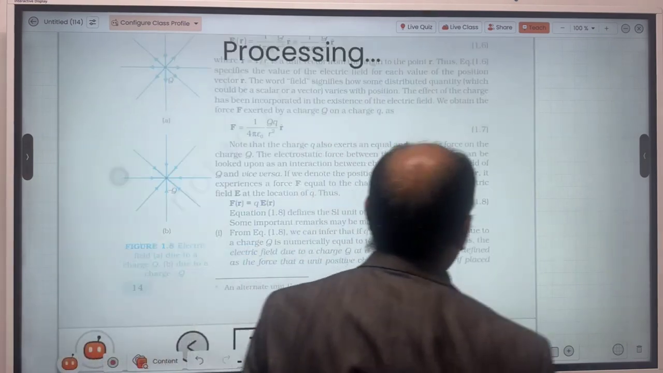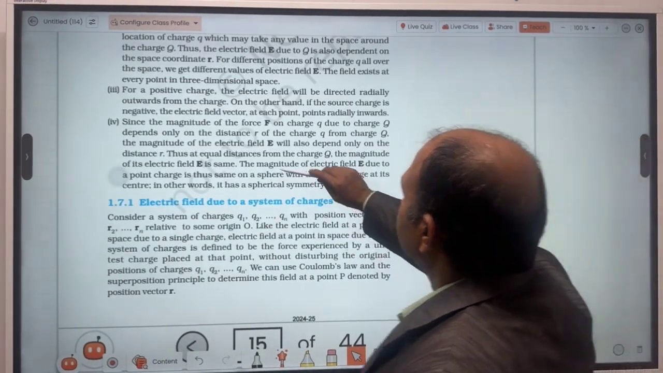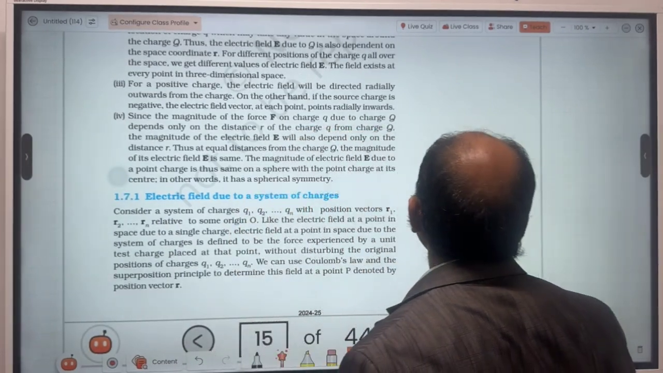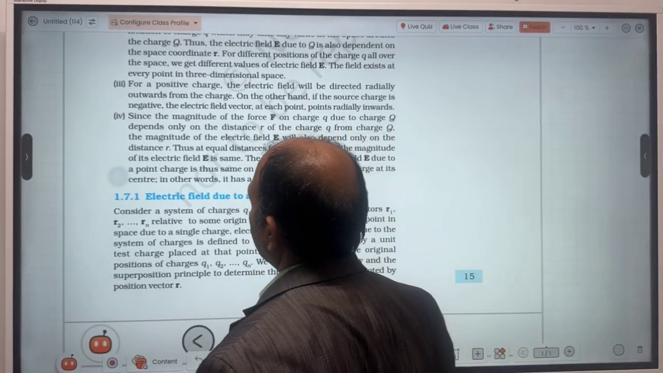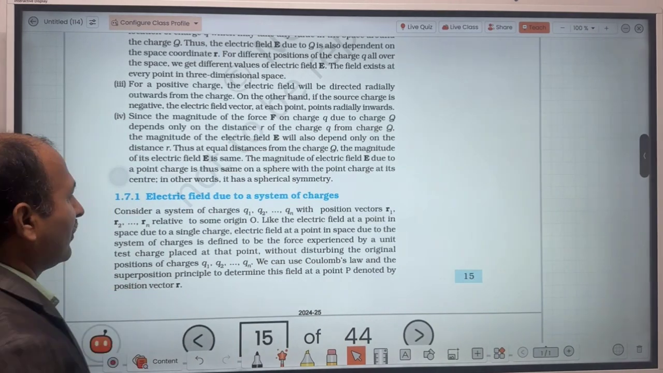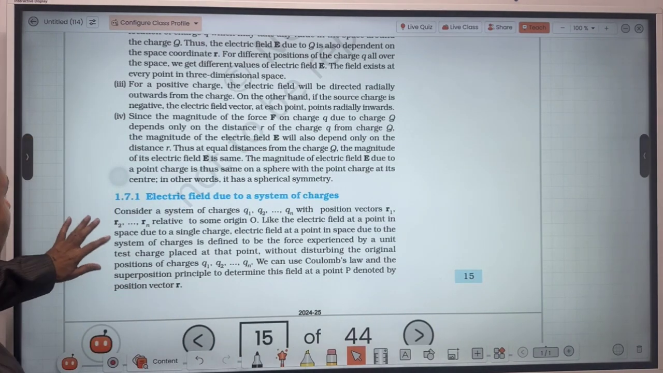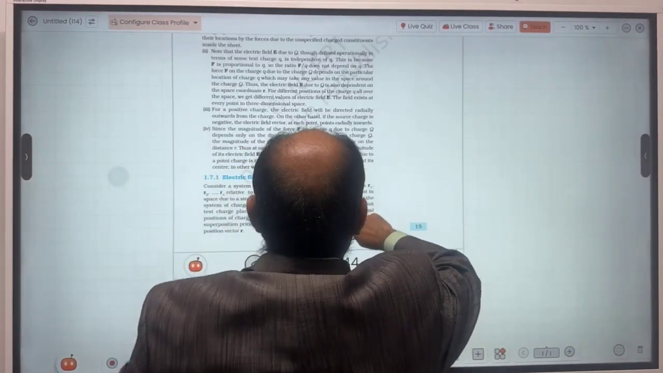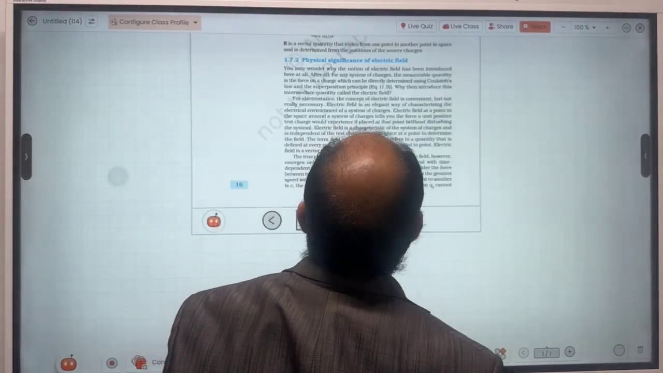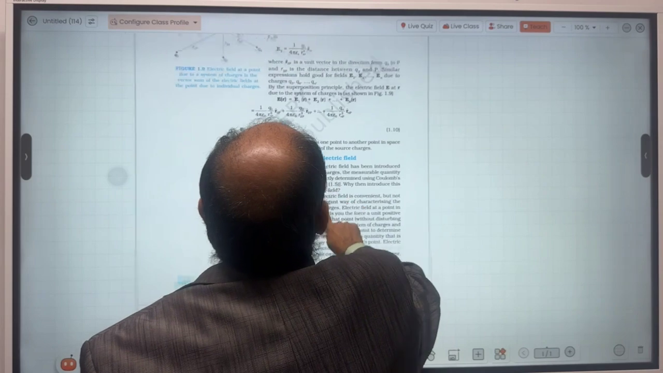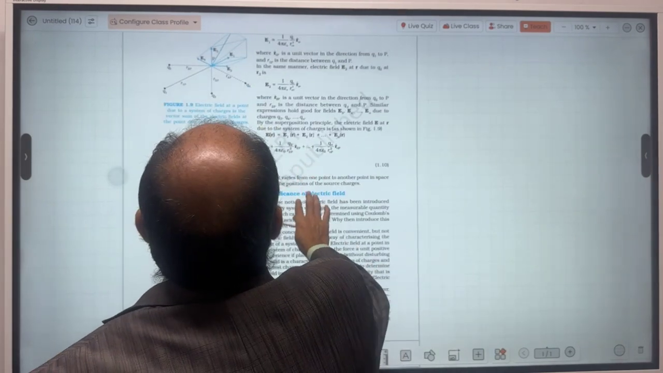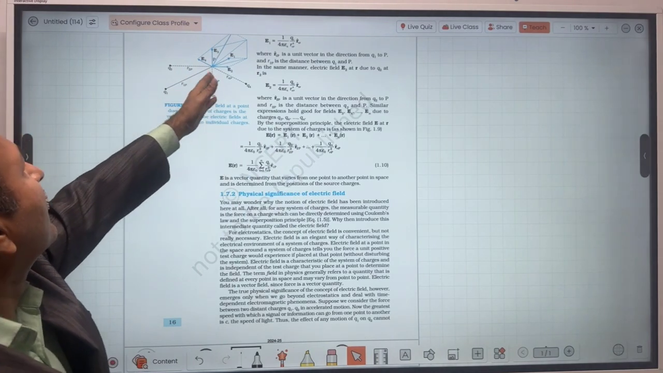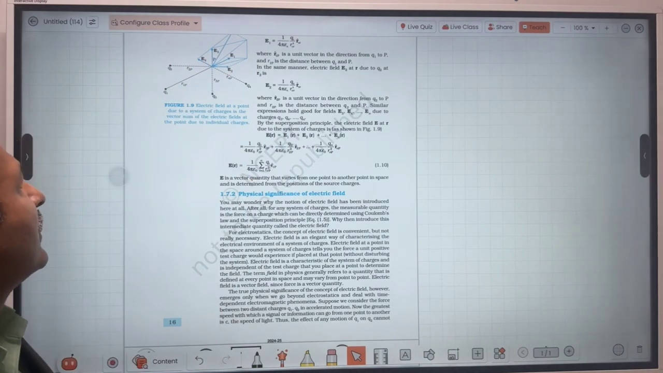Now we are going to see electric field due to a system of charges. If there is a system of many charges, then the electric field at any point can be found by summing up the electric fields of all the charges. So we will do some questions based on it to justify this concept. Here the same thing is given. There are many charges and you want to find out the electric field at a certain point.